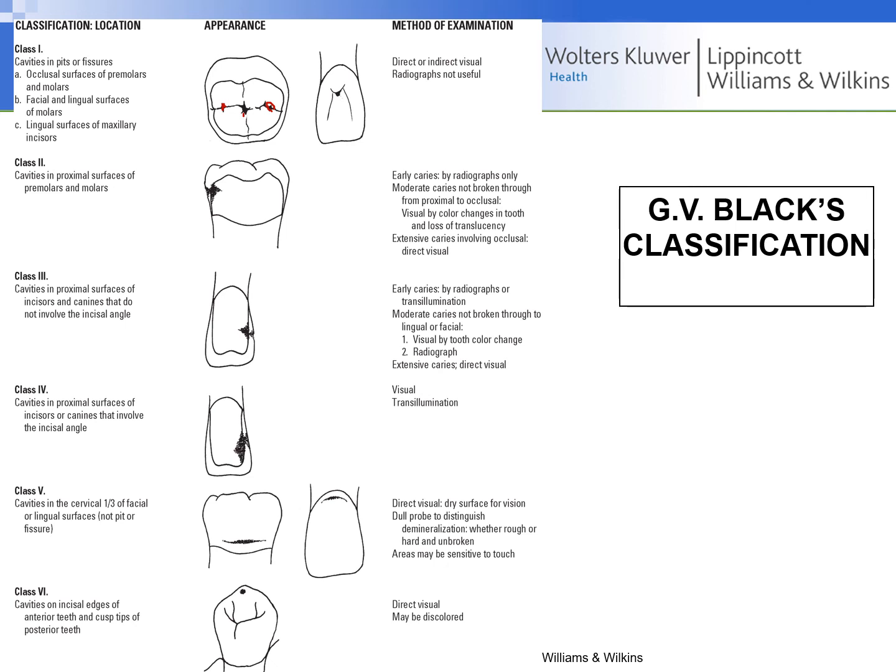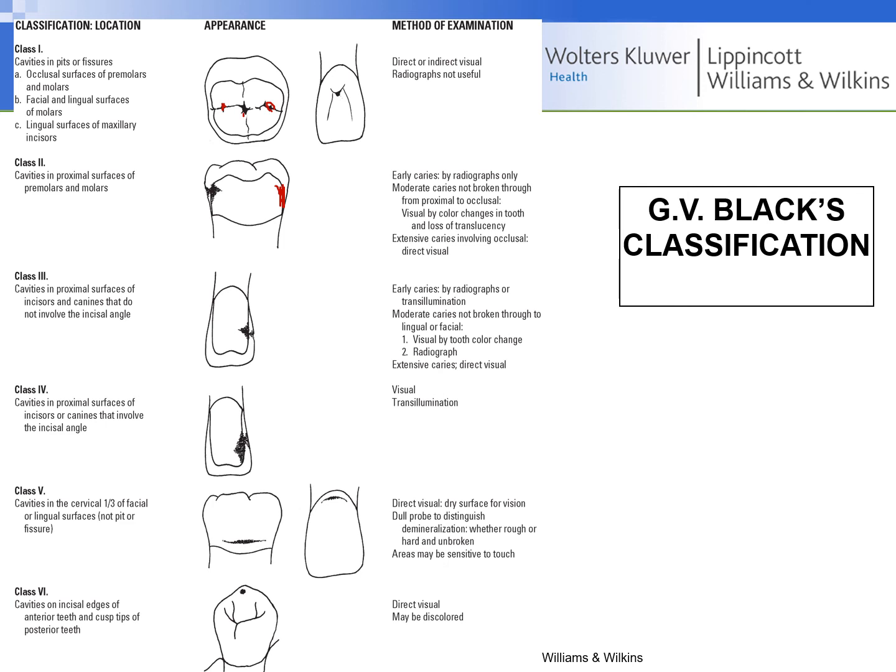A class 2 is when you have decay on the interproximal, and it could also be on this side. Okay, it could be on both of them. It could be on just one or the other, but it is the proximal surfaces of premolars and molars. Okay, just premolars and molars.